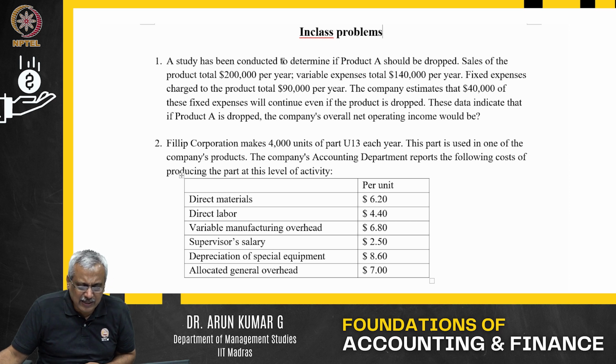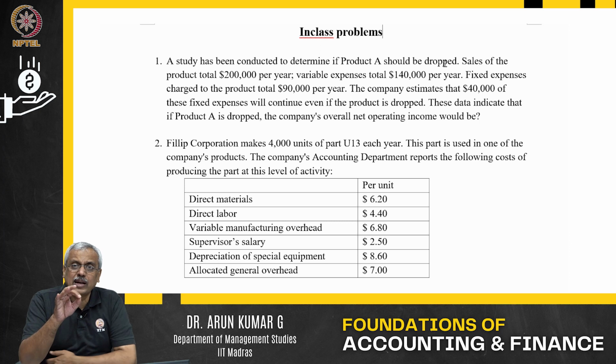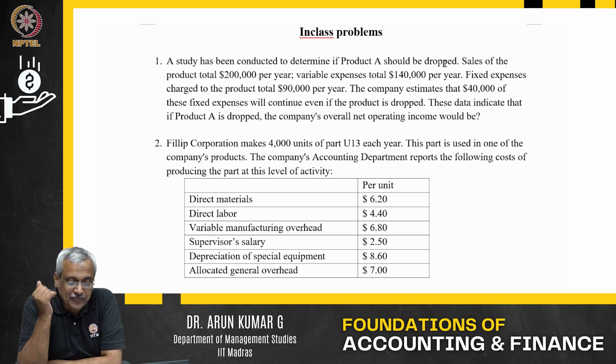A study is being conducted to determine if product A should be dropped. That is, dropping a product or not dropping a product. Sales of the product are about 200,000 per year. Variable expenses are about 140,000 per year. Fixed expenses charged for the product are about 90,000 per year. The company estimates that 40,000 of these fixed costs will continue even if the product is dropped.